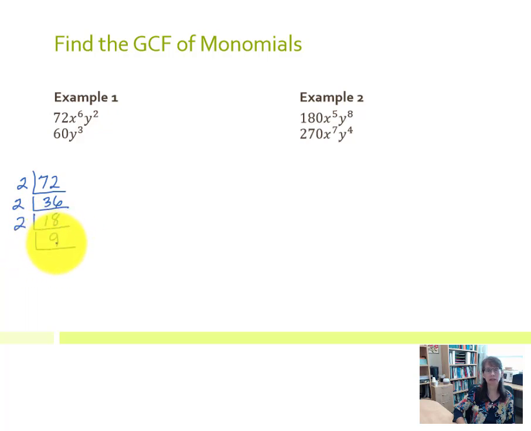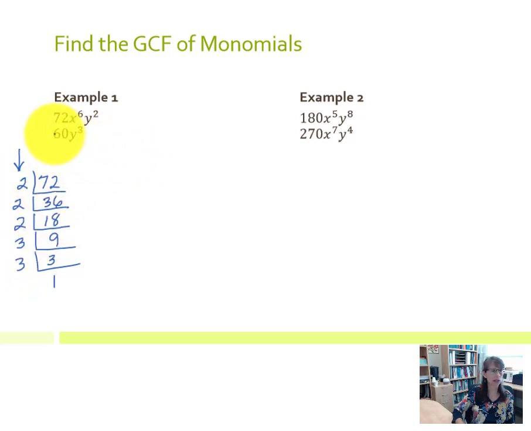Since 9 isn't an even number, I have to choose some other prime number to divide by. So it looks like 3 would work. 9 divided by 3 leaves 3. And again, I could divide by 3, leaving 1. So you can see here in our factor ladder that we have factors of 2, 2, 2, 3, and 3.